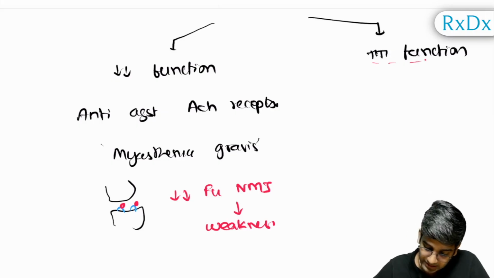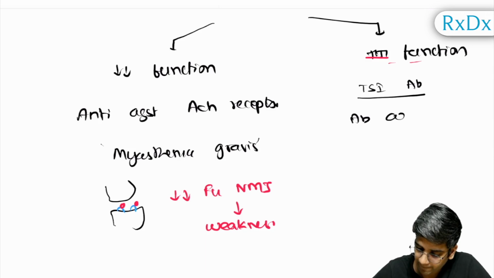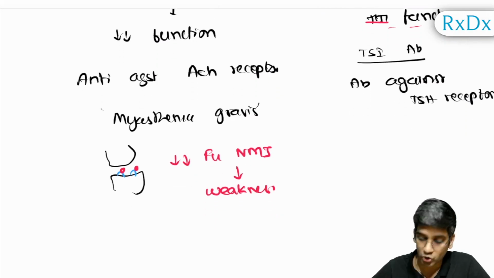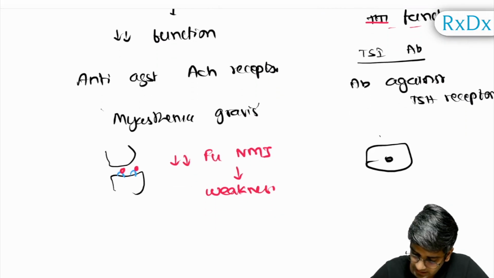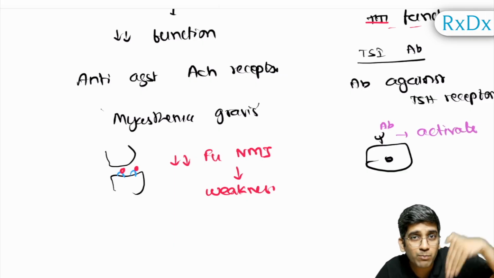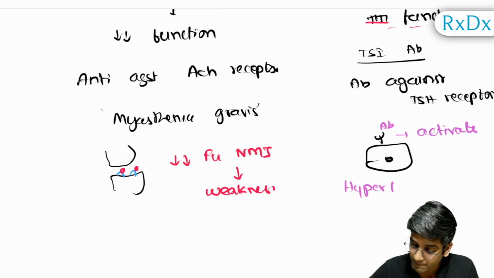One more thing is increased function. So I have something called TSI. It's called thyroid stimulating immunoglobulin, right? It's an activating antibody. These are antibodies against the TSH receptors. So let's assume there's a thyroid epithelium, right? There's a receptor for TSH here. This antibody comes and binds and this will activate the receptor. So what do you think will happen? Hypothyroid or hyperthyroid? Automatically it causes hyperthyroidism, and that's the best example for Graves' disease.